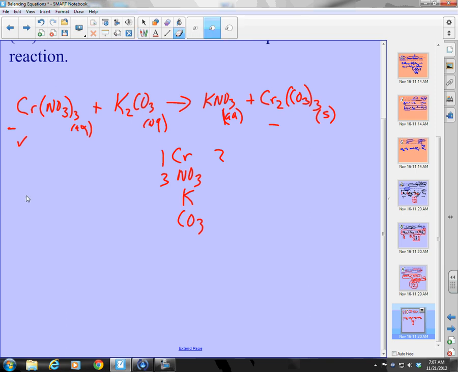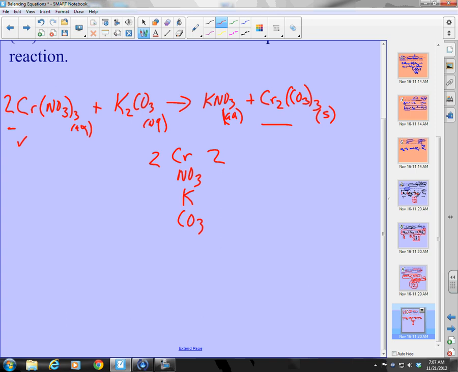So what do I have to do? Start all over. And instead of putting a 1 in front of that, I'm going to put a 2 in front of this. Good. So now I have 2 chromiums. How many chromiums do I have over here? 2. How many nitrates do I have?